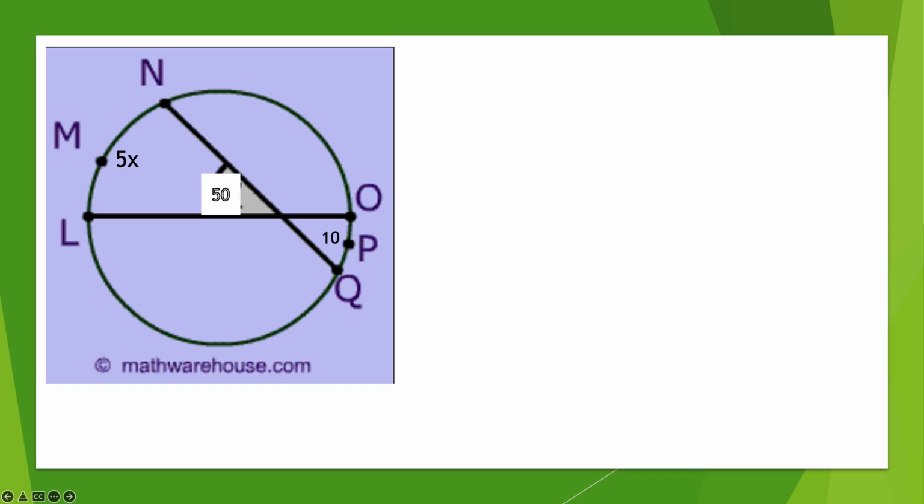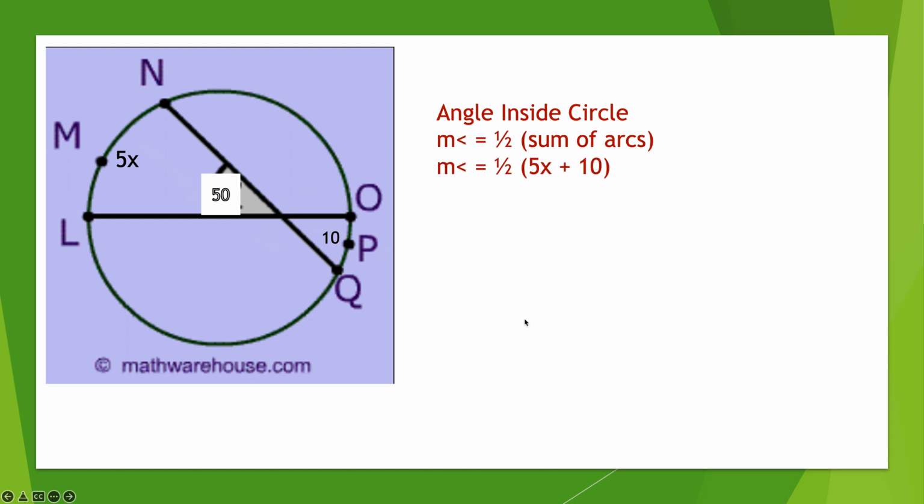An emergency situation again. As we said, the angle's inside the circle, so it's half the sum. The sum of what? Well, the arc across from the 50 and the arc across from its vertical component, which is 10. So the measure of the angle is half 5x plus 10. So 50 is 1/2 of 5x plus 10. Doubling it, 100 is 5x plus 10. Subtracting 10, 90 is 5x. Dividing by 5, x is 18.